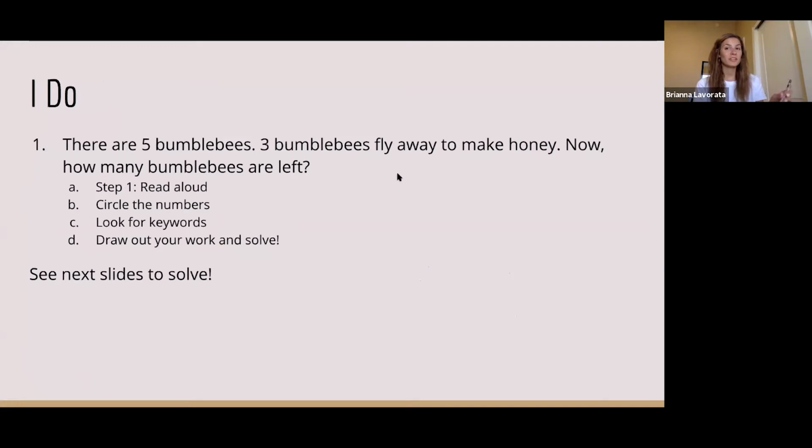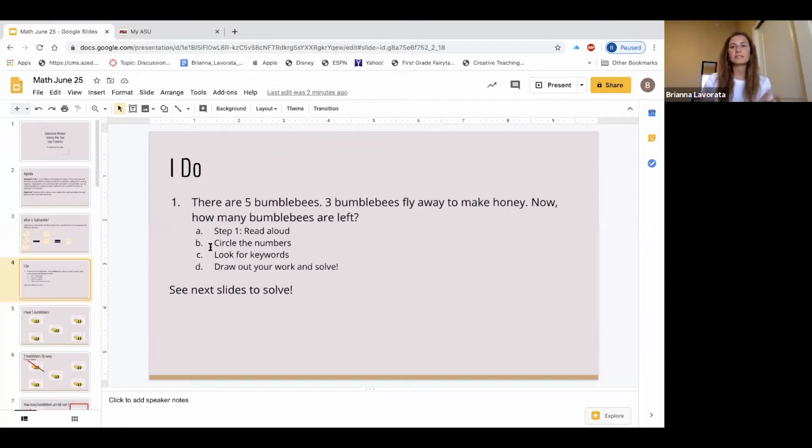So now I'm going to model this one for you. So we're going to put this together in a word problem. The word problem says there are 5 bumblebees. 3 bumblebees fly away to make honey. Now, how many bumblebees are left? So what I'm going to do is exit out of this. And so my first step is to read that problem out loud. So that can help us fully understand what the question is asking.